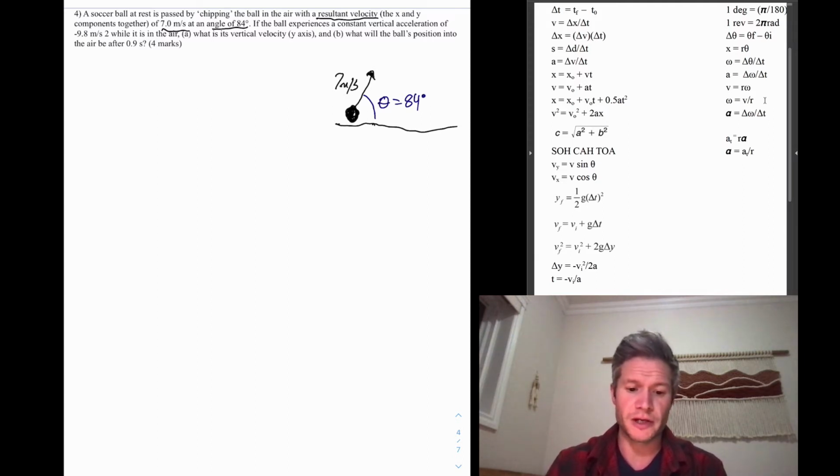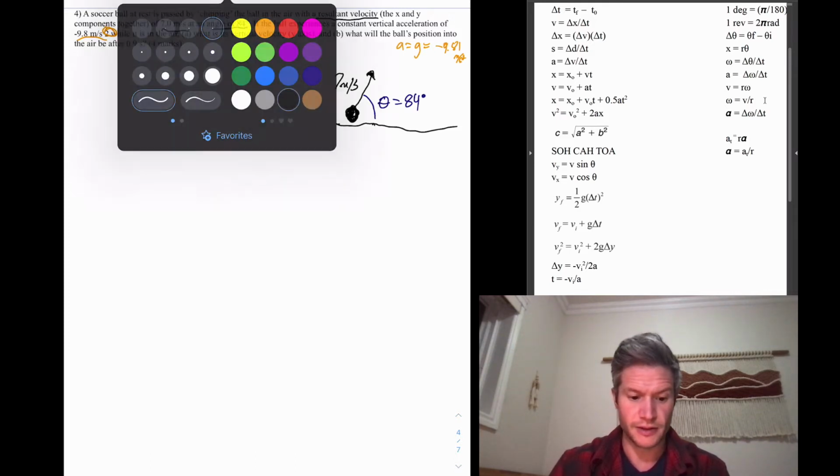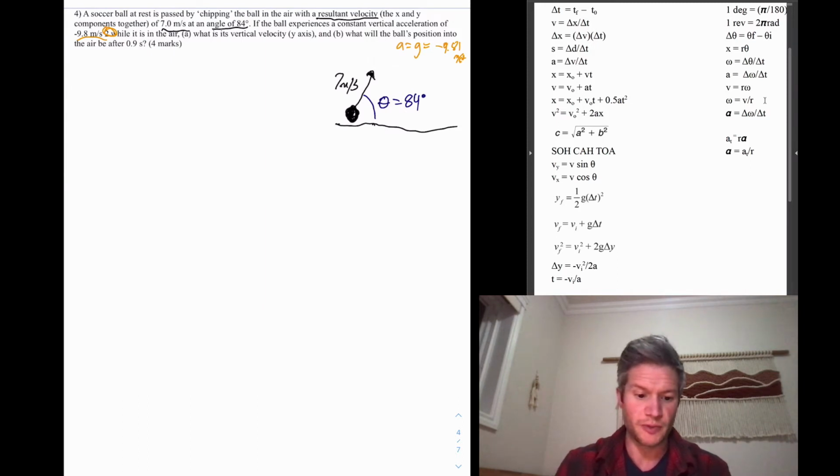If the ball experiences a constant vertical acceleration of negative 9.8 meters per second squared, so that's our gravity constant, right? We can put that in. So we can write either acceleration or gravity, a or g, doesn't matter. And we go minus 9.81 meters per second squared. Okay, so we got that part now. That's supposed to be squared. Okay, so that's kind of all the information we've been given so far.